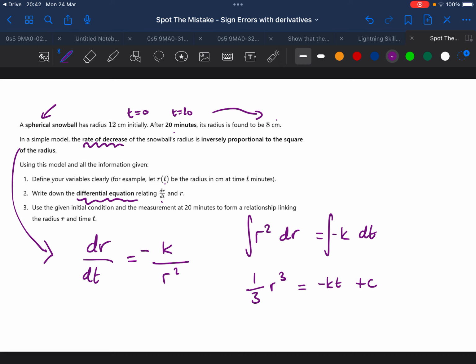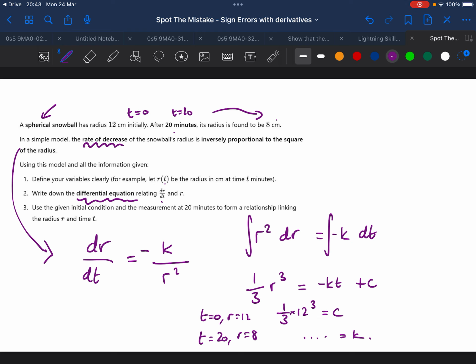And this is the time that I could start to use some of my information. So I had t equals 0, r equals 12. So I could sub that in. It would mean a third of 12 cubed is going to equal my c value. And then when I have my c value, I can use the other piece of information, t equals 20 with r equals 8. This will give you k, by the way.